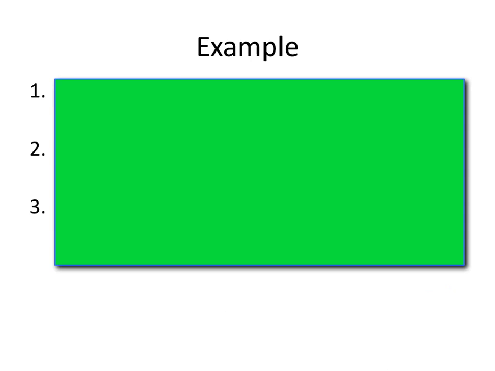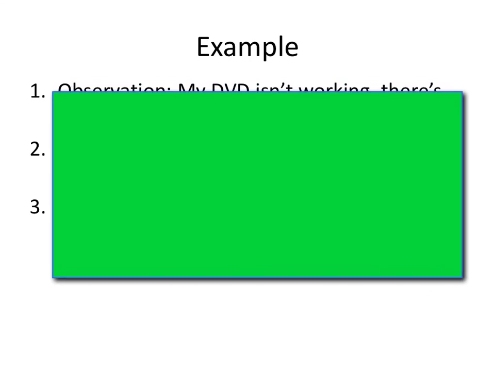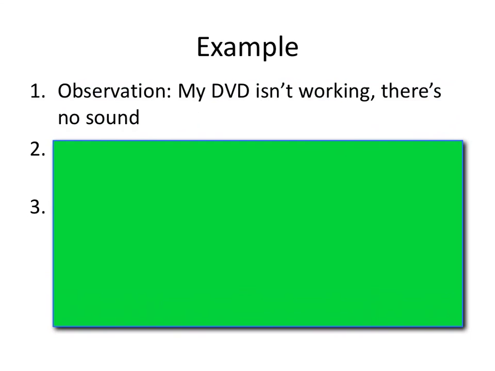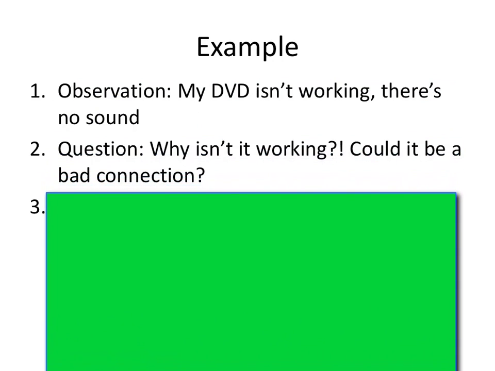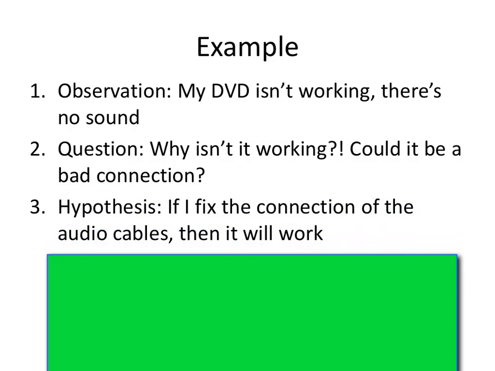Okay, so let's go through a brief little example of how we would use the scientific method. So first off, I'm going to make an observation that my DVD player, or whatever, my DVD isn't working. I want to watch a movie and there's no sound. So obviously the first question would be, why isn't this thing working? All right, could it be that maybe there's a bad connection in one of my wires? Who knows? So my hypothesis, my potential answer to that question, is that, yeah, it is a bad wire.